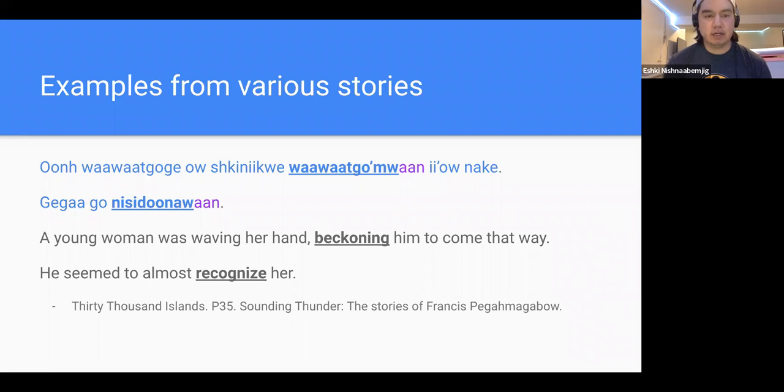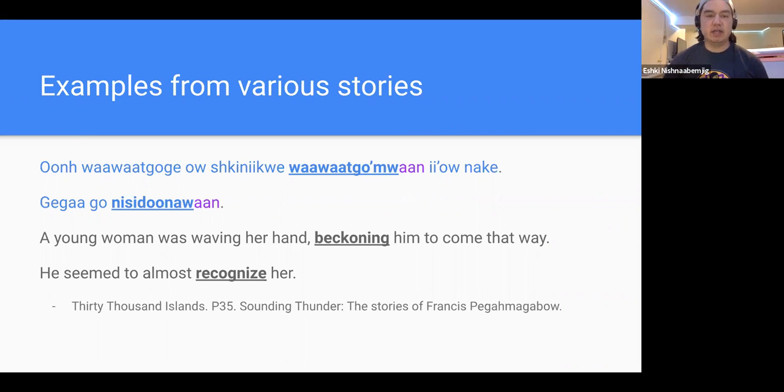So again, same story. O wawatko ge oshkinwe, wawatko moan yo nake, ge gago nasidu nuan. A young woman was waving her hand, beckoning him to come that way. He seemed to almost recognize her. So this is where this one switches. So wawatko ge oshkinikwe. So she's not obviated, so she's the one doing the action. Wawatko moan yo nake. So she was waving for him to come that way.